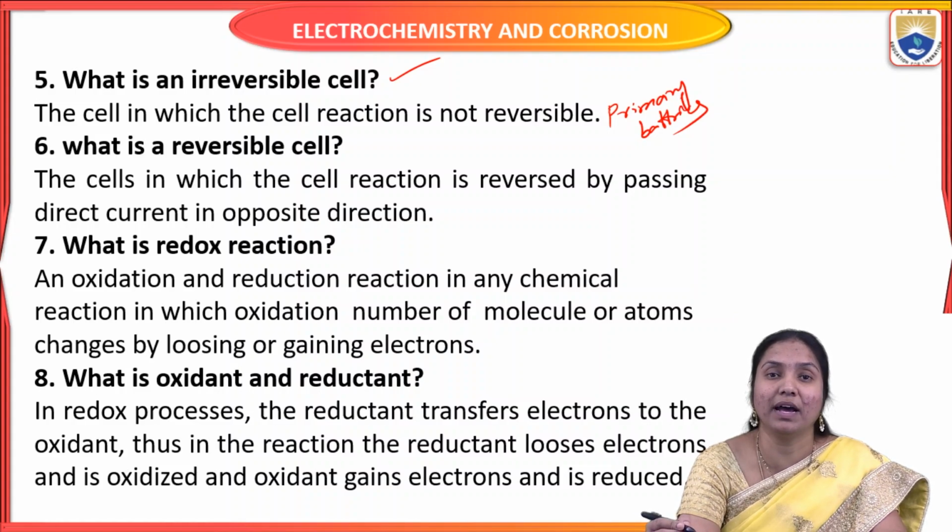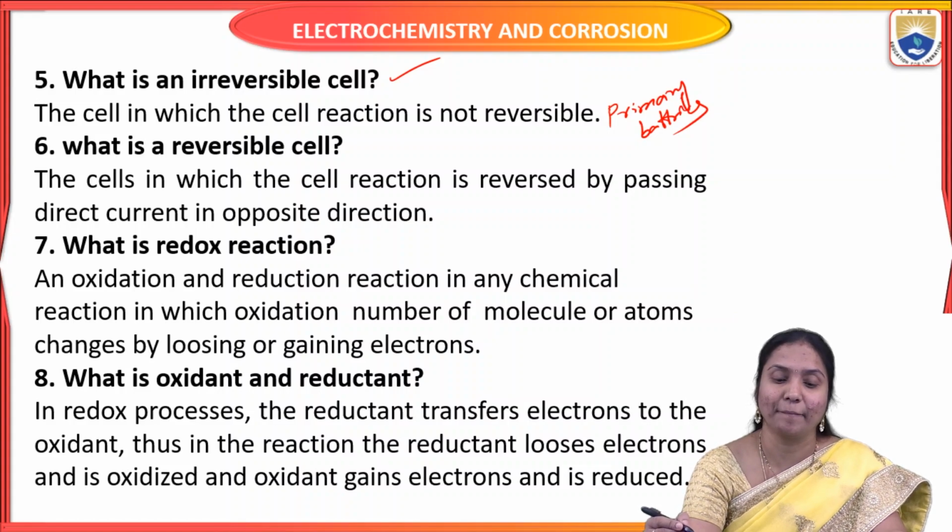Once we use these batteries, they become dead. These types of reactions are called irreversible reactions, or irreversible cells. The cell reactions are not reversible. Once we use that battery or cell, it becomes dead. The best examples are primary batteries, like torchlight batteries, remote batteries, etc. These are the best examples of irreversible batteries or irreversible cells.